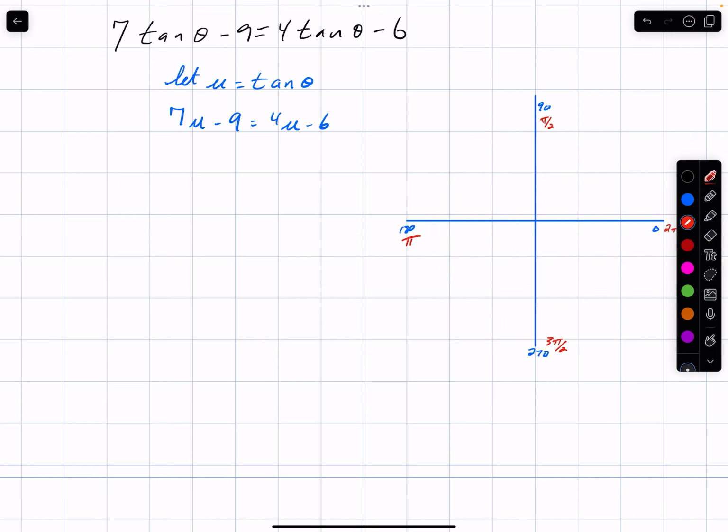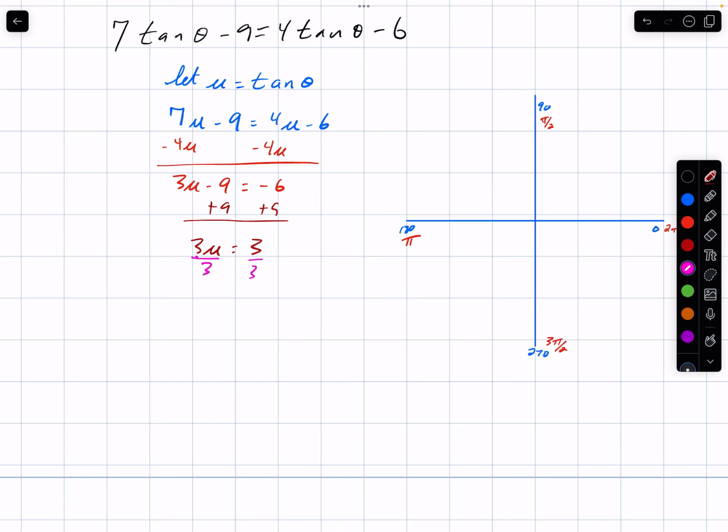Okay, so now I just solve for u. So minus 4u on both sides. Right, so I'm left with 3u minus 9 is equal to negative 6. Okay, then I will add 9 to both sides, and then I'm going to be left with 3u equals positive 3. And then last but not least here, I'll divide by 3 on both sides, and we'll say u is equal to positive 1.